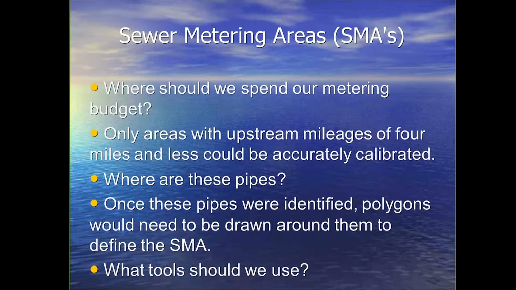Only areas with upstream mileage of 4 miles or less could be accurately calibrated, and 4 miles was stretching it a little bit. So where are these pipes? We need to define those, and once those pipes are identified, polygons would need to be drawn around them to define the SMA. So what tools should we use?